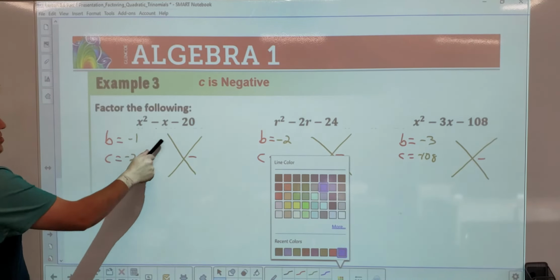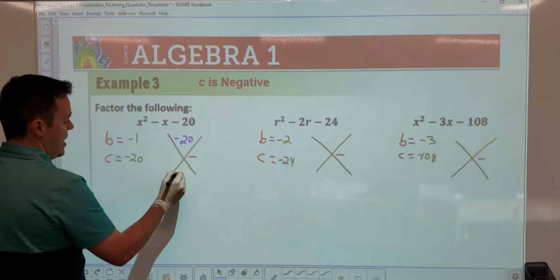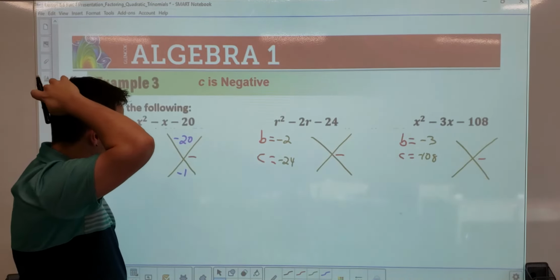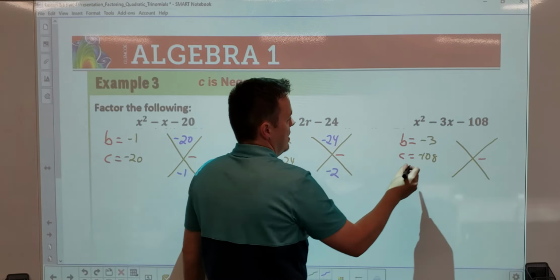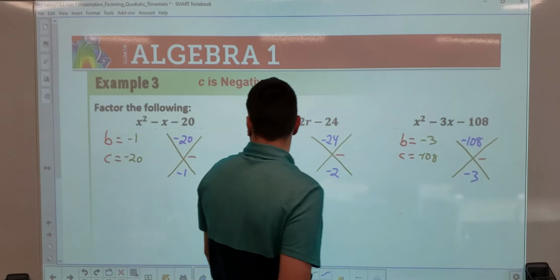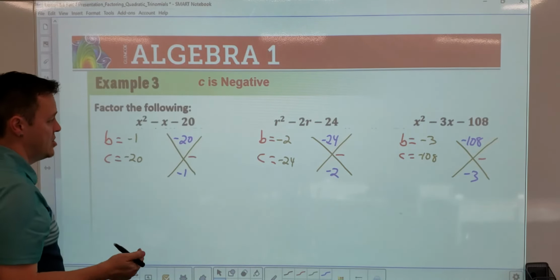All right, what two numbers when you multiply together make negative 20, and when you add them make negative 1. What two numbers when you multiply them together make negative 24 and negative 2, and then this would be negative 108 and negative 3. All right, so this first one here, when you multiply, okay, we know we got 2 and 10.